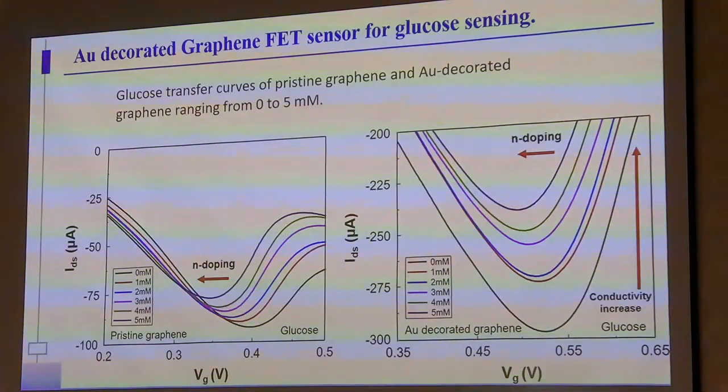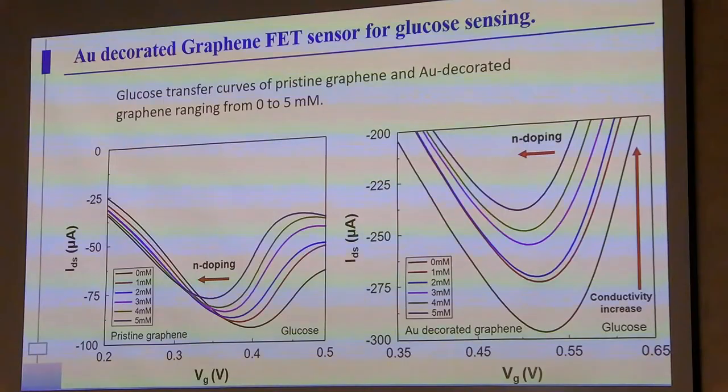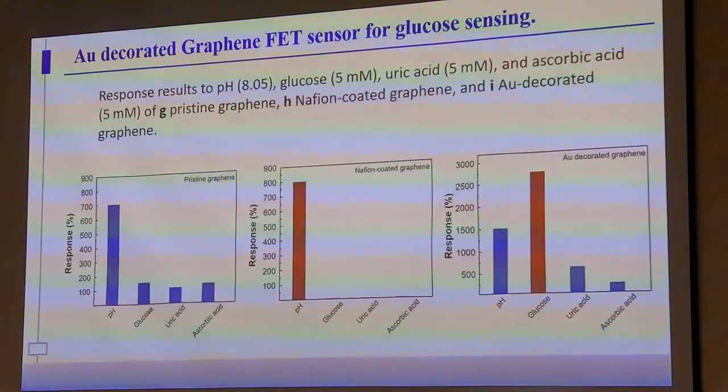This again shows how the VG and IDS curve look like. So this is about pristine graphene and this is about gold decorated graphene here. So here is the glucose transfer curve for pristine graphene, it's showing n-doping. Here doping is pretty small, it's not very high. But here we see that conductivity, how it's changing, it's increased a lot relative to this one. In this case, we don't see that change in conductivity. And there is a clear explanation for that one.